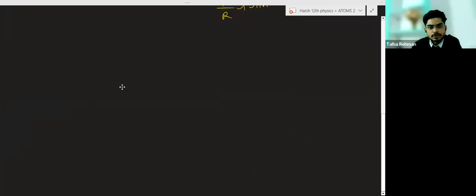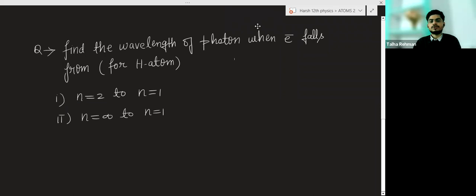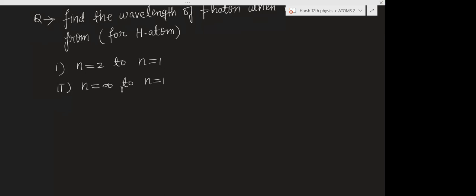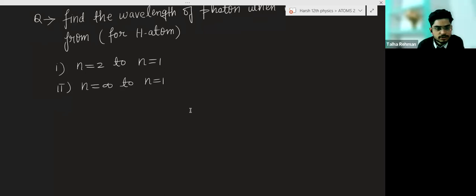Okay. So now find the wavelength of a photon when an electron falls from n equal to 2 to n equal to 1, and this is for the hydrogen atom. So n is equal to 2 to n is equal to 1. I am telling how to do this.